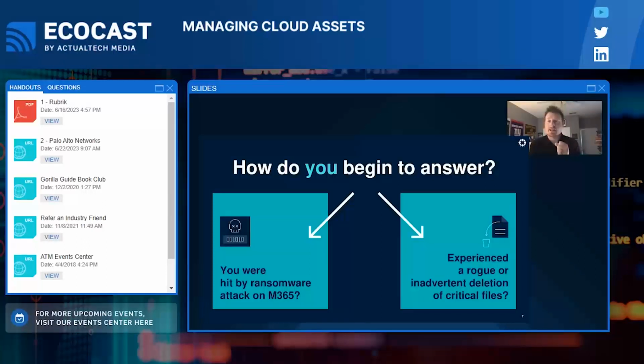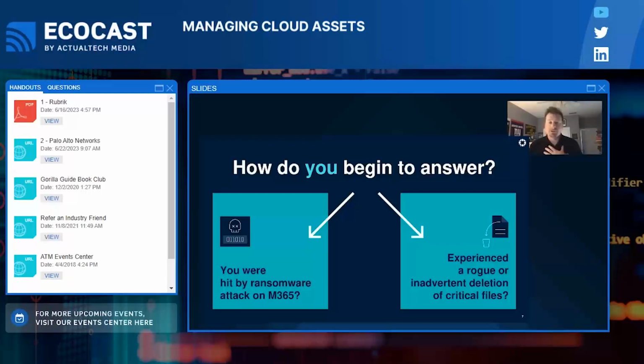If we had a ransomware attack against 365, if it's a critical application inside of our environment and we were attacked, what do we do? Or alternatively, if someone were to make an administrative change that they didn't know would affect thousands of users or hundreds of thousands of documents, what would be our mechanism to recover?